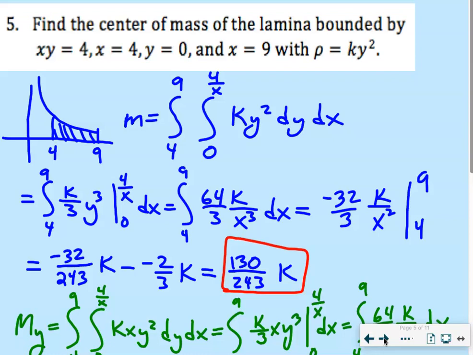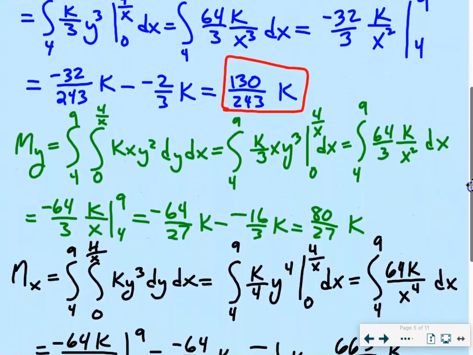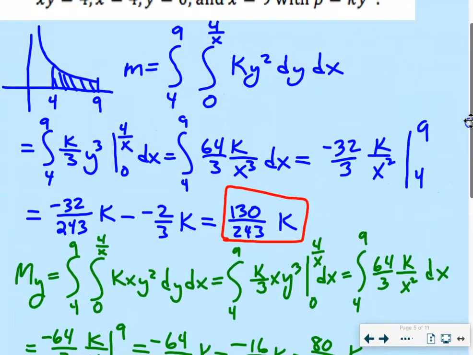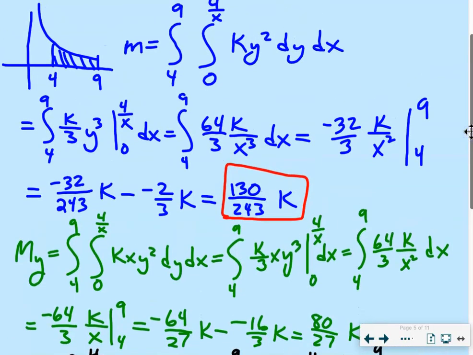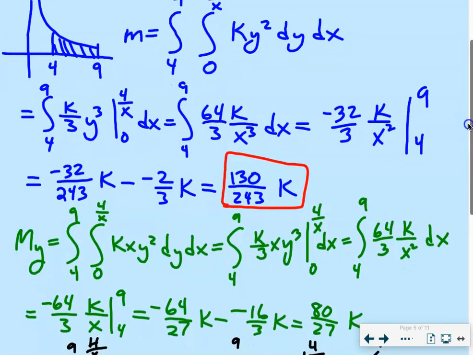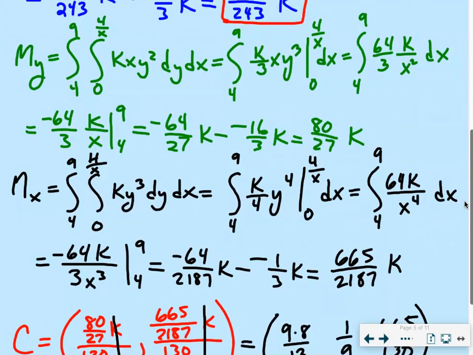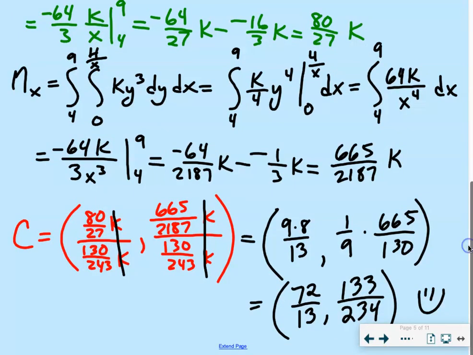So, quiet please. So you had to find the mass, which is just the double integral of the density over the region. Then you had to find your m sub y and your m sub x. M sub y is the double integral of the density times x. That's right, they get reversed. M sub x is the double integral of the density times y. You do that, you get a whole bunch of beautiful numbers. And then your center of mass is m sub y over the mass, comma m sub x over the mass.